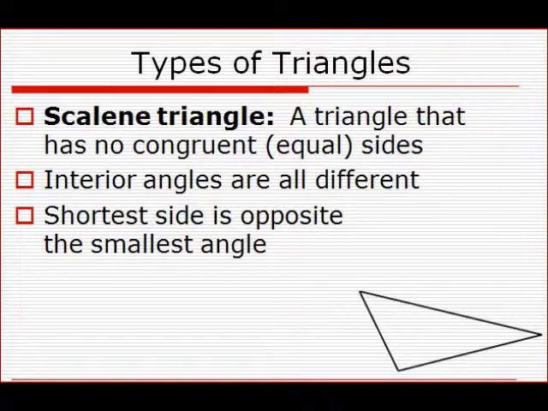Interior angles are all different. To see why this is so, imagine two angles are the same. The triangle would then be an isosceles triangle, which has two sides the same length. Similarly, if all three angles were the same, it would be an equilateral triangle, and all three sides would be the same length. The shortest side is opposite the smallest angle. In a scalene triangle, all sides have different lengths, and all interior angles have different measures. In such a triangle, the shortest side is always opposite the smallest angle.